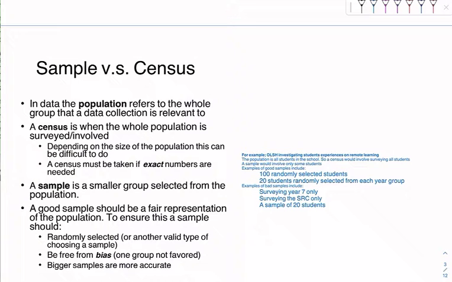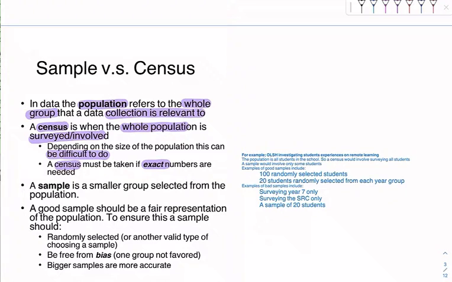So when we have data, the population refers to the whole group that data collection is relevant to. So it looks at the whole group. A census is when the whole population that is involved is surveyed. Now, depending on what our population is, that might be expensive or difficult to conduct. So, for example, we just actually had a census this year for the whole Australian population. Now, we only do that every 5 years because getting that information about the whole population is challenging and very expensive to do. You must conduct a census, though, when you need exact numbers.